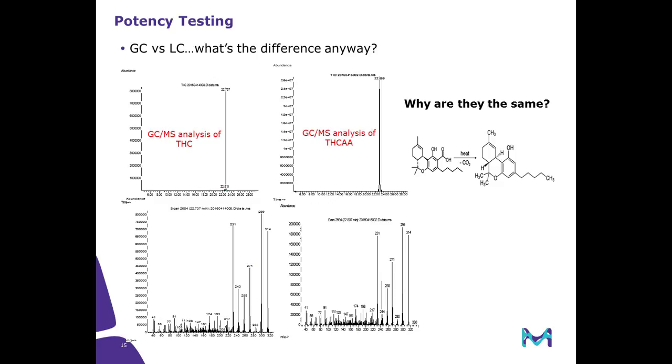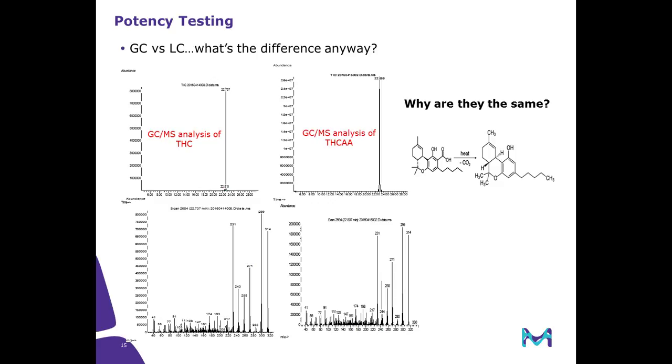Now let's take a look at a GCMS analysis of the acidic form. Nice peak, similar retention time, that's interesting. And similar mass spectrum. Okay, so what happened here? Well, it's pretty well known that acidic cannabinoids can be converted to neutral cannabinoids by heating them. They decarboxylate. And in the case of THC, that's essentially what happened here.